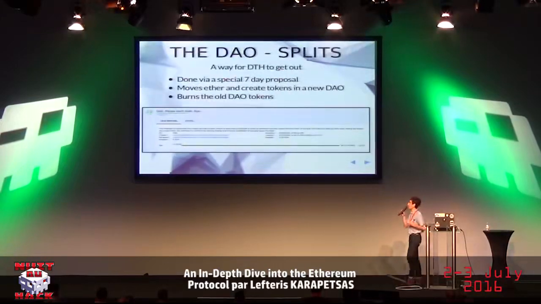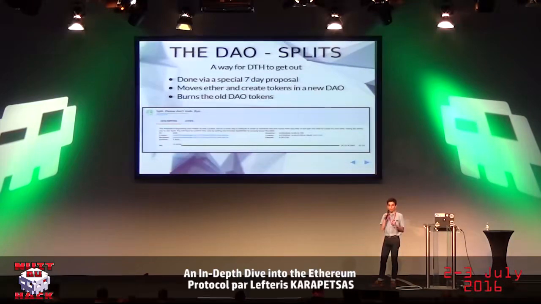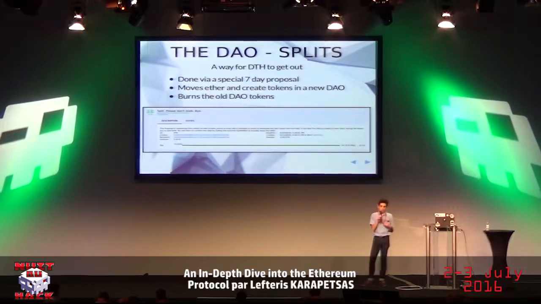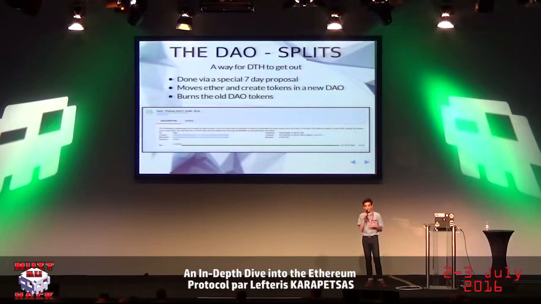There is another kind of special proposal in the DAO that's called the split. The split is a way for a DAO token holder to get out, to leave the DAO. It requires a special 7-day proposal, and what it essentially does is create a new DAO and move all of the Ether that was backed by the creator's tokens into the new DAO, so you get your money out, but you also burn your tokens inside the old DAO. This was initially conceived as a way to vote against the curators. So if the curators turned out to be somehow malicious, then all of the token holders can create a split and move into a new DAO and have a new curator.